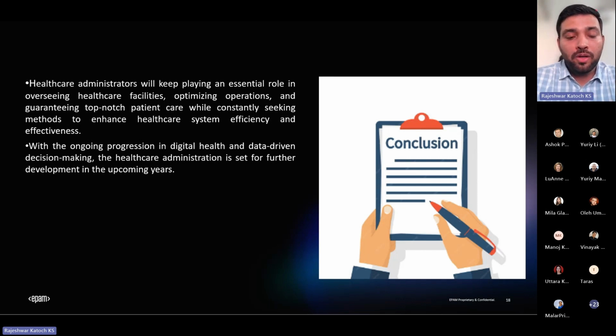With the ongoing progression in digital health and data-driven decisions, healthcare administration can set some further development in upcoming years. Nowadays we have a new boom, which is artificial intelligence. Maybe certain IT companies will come up with AI tools which will be way faster in data transmission. There are certain key areas which the IT systems or the administration side can consider and go ahead with, for top-notch patient care.